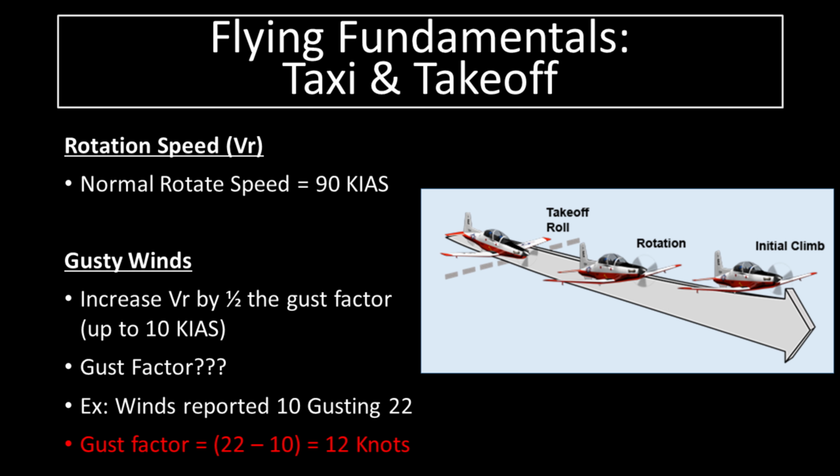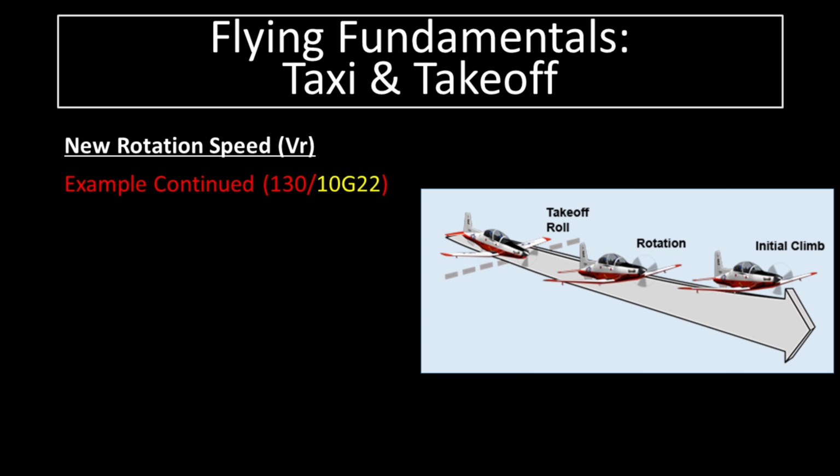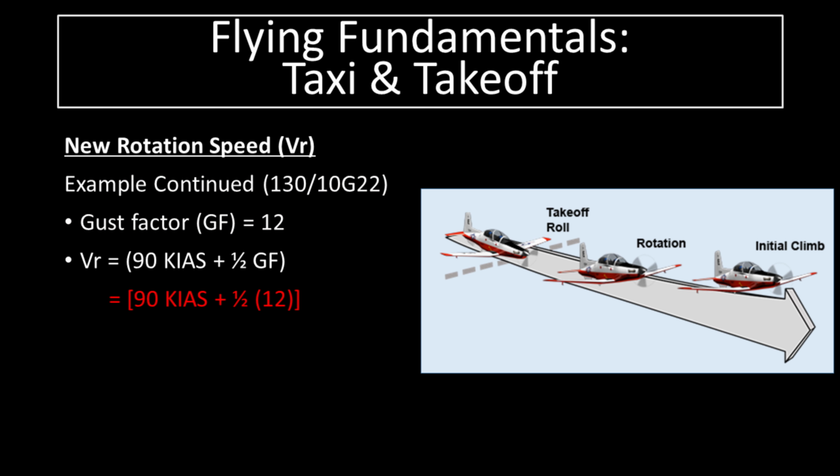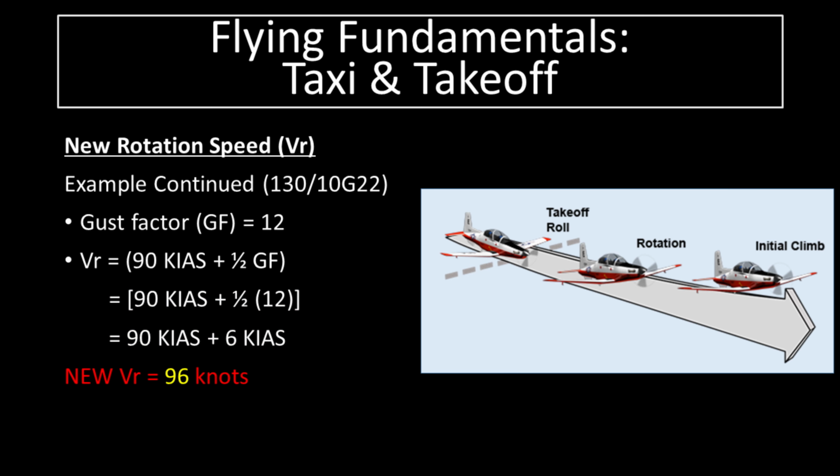In this case, 12 knots. Applying that equation, our new rotation speed with a gust factor of 12 will be half of that, 6 knots, plus the 90 equals rotation speed of 96 knots.